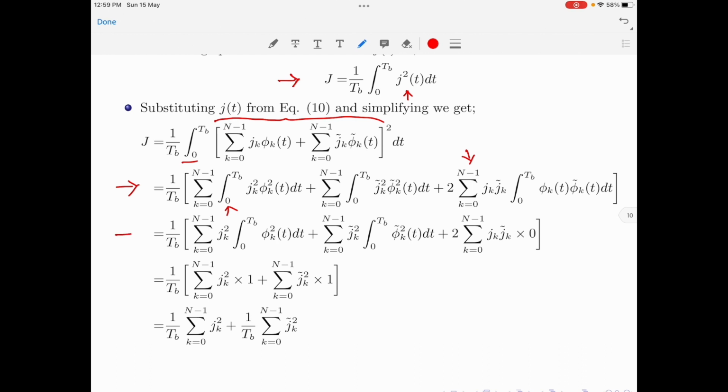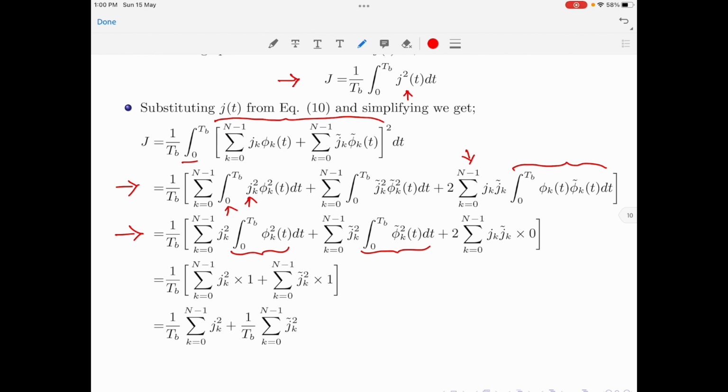In my next step here, I am going to separate the continuous terms from the discrete terms. That is, jk in the first step here is a coefficient. So, I will take it outside the integral, and the integral appears only for phi k square of t. The same is done for the second term as well. Coming to the last term, we look at this particular part. What do we have here? Integral 0 to Tb phi k of t into phi k tilde of t dt.